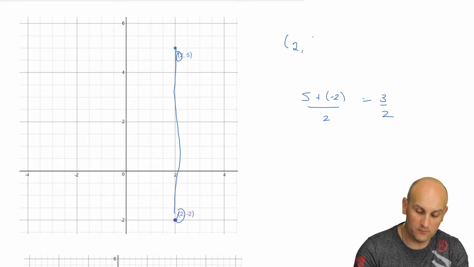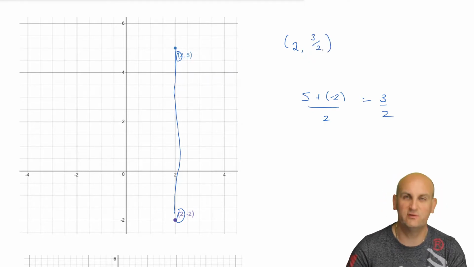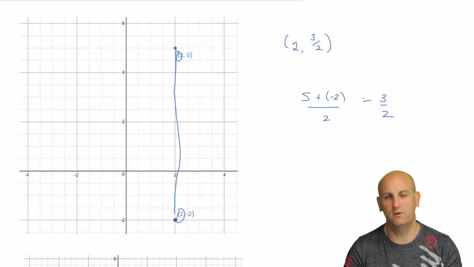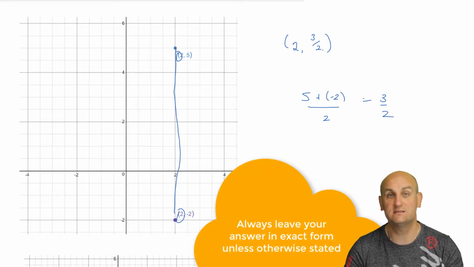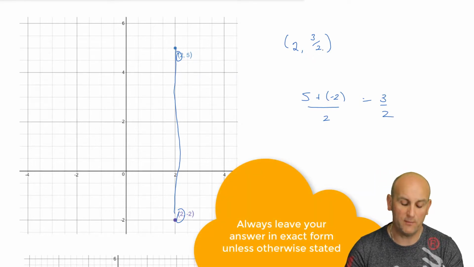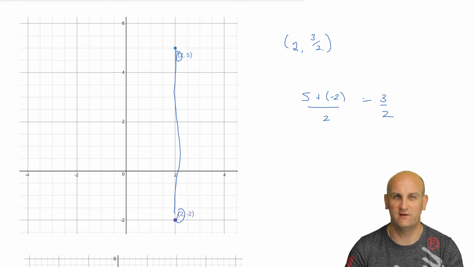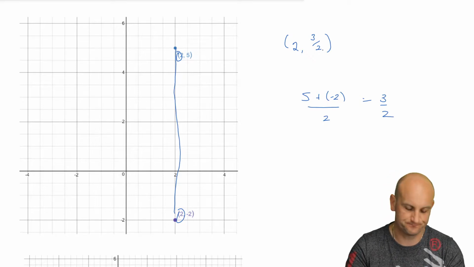So I'm not going to leave my coordinate as that. It makes no real sense in methods to write things as 1.5 or 1.67 unless the question tells you to do so. So where possible, we always try and leave our answers in exact values, which are fractions and anything that can be written as a whole number or something in a nice form.